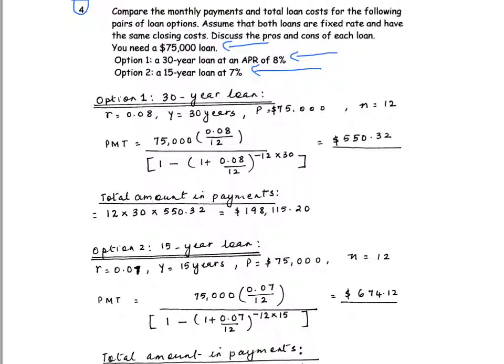So let's look at the two options and see which one is a better deal. And let's just look at this important fact that the closing costs are the same. So all we have to do is compare the monthly payments and think about which loan gives us what kind of advantage. So option 1 is a 30-year loan.